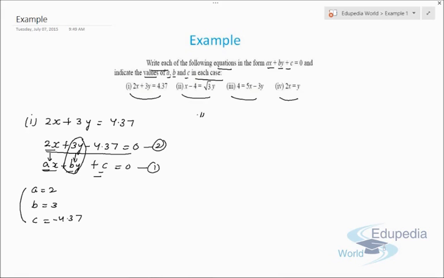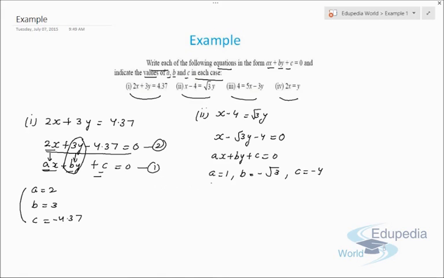Similarly, for the second equation, x minus 4 equals under root 3 y. First, this can be written as x minus under root 3 y minus 4 equals 0. So if we compare this equation with ax plus by plus c equals 0, we get a as 1, b as minus root 3 and c as minus 4. So these are the values of a, b and c.